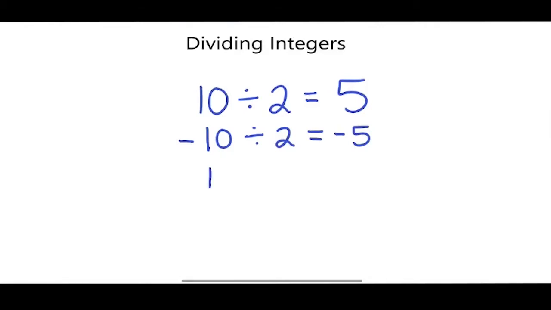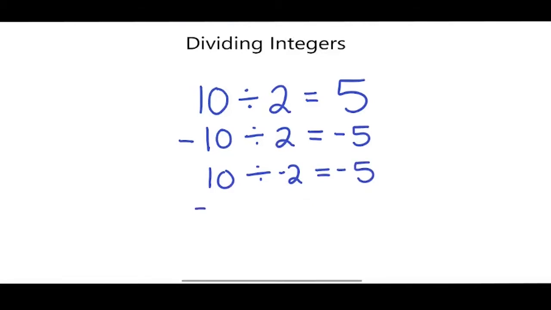Well, let's say we have 10 divided by negative 2. Well, here I have a positive and a negative. And since they are different signs, the answer will be negative.